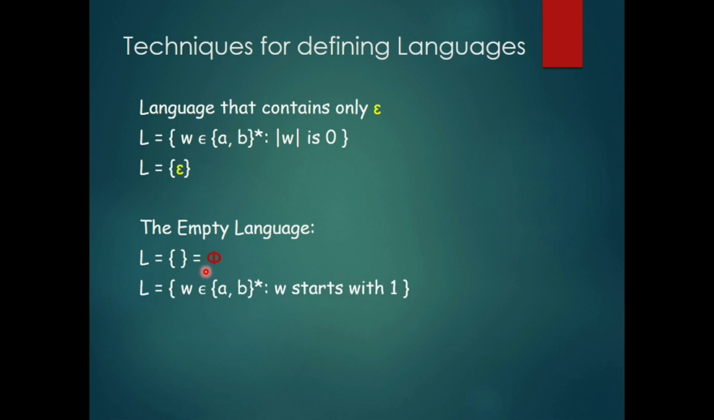Example: L is made up of strings from the alphabet set A, B, and my language says W should start with 1. Obviously I cannot start a string with 1 because W is made up of the alphabet set A and B. So this language will be an empty set. Even a null string or empty string, epsilon, is not accepted, right?